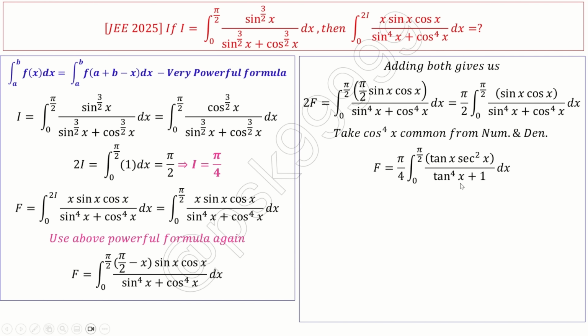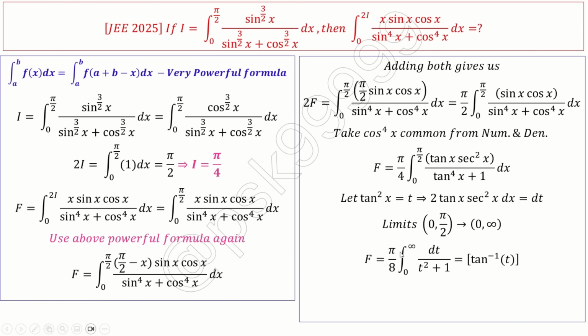If I take tan square x as t, then 2 times tan x secant square x dx is dt. Correct? So tan square x is t, 2 times tan x secant square x dx is dt, which means my numerator is nothing but dt by 2. Correct? And the limits will change. Limits 0 to pi by 2 will become 0 to infinity, since tan pi by 2 is infinity. Now my integration is nothing but pi by 8. Okay, because 2 is there, right? You will get dt by 2. So pi by 4 into 1 by 2, which is pi by 8, integration from 0 to infinity, dt by t square plus 1.